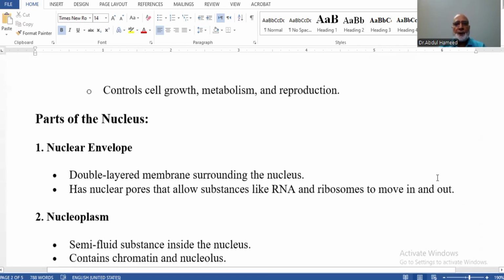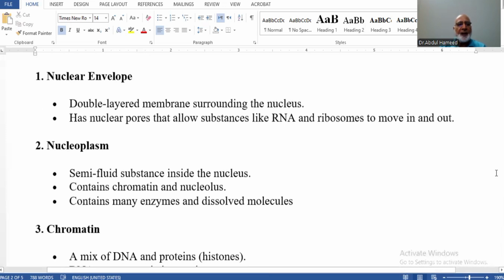For example, to store the genetic information in the form of DNA, control cell growth, metabolism, reproduction, meaning that each and every activity of the cell is being controlled by the activity of nucleus. What are the parts of nucleus? Nuclear envelope, which is double-layered membrane surrounding the nucleus, has nuclear pores that allow substances like RNA and ribosomes to move in and out. Obviously, messenger RNA and ribosomes will go out of the nucleus, and other bigger molecules may get entry inside the nucleus to perform their function.